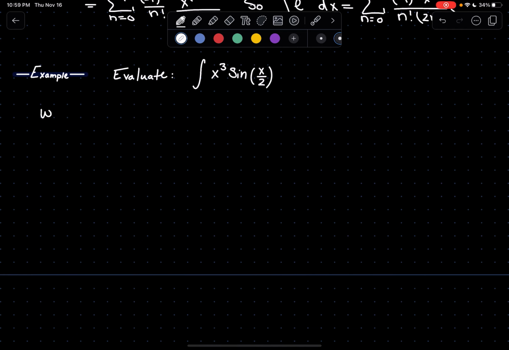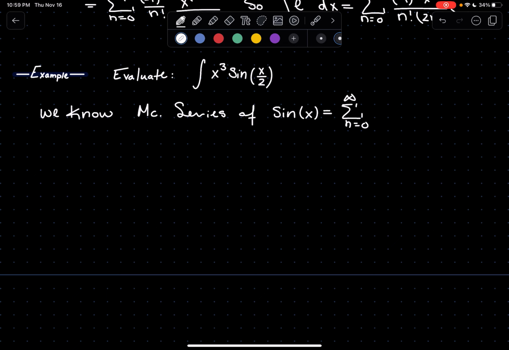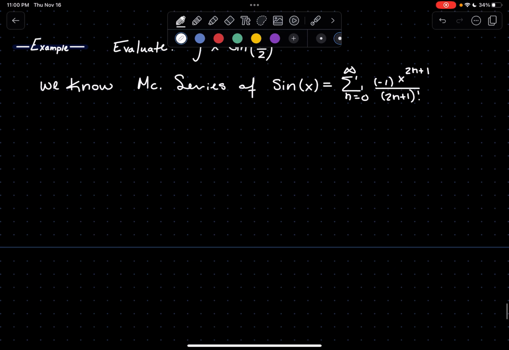Well, we know that the Maclaurin series of sine of x is equal to this. If you go back up in the notes and look, it's the sum of negative 1 to the n, x to the 2n plus 1, over 2n plus 1 factorial.